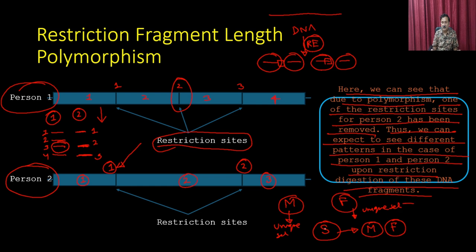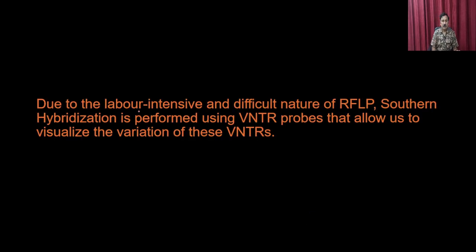But the son will have the combination of the mother and the father, and that is how you can do the same thing we have just discussed for DNA fingerprinting. Okay? So, you can do the same thing with RFLP, but in a much more precise and specific way, and that is how you can handle many of these kinds of family disputes with the help of RFLP.